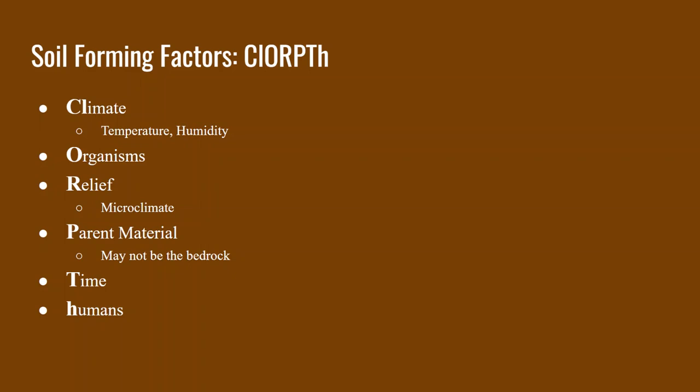Time obviously allows the soil to build up, and humans can impact the soil by putting nutrients into it through fertilizers, as well as compacting, irrigating, and desertifying the soil through processes like climate change and overgrazing. All of these factors can be remembered through the acronym CLORPT.